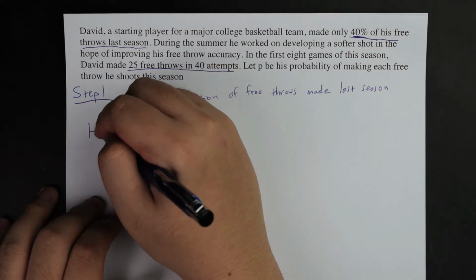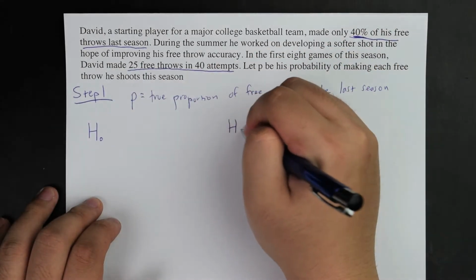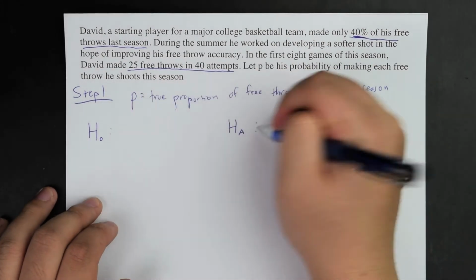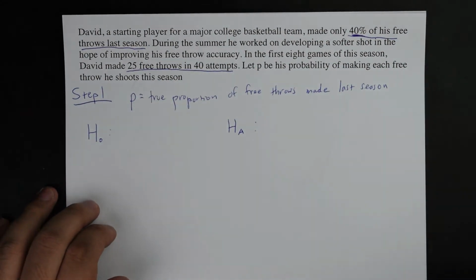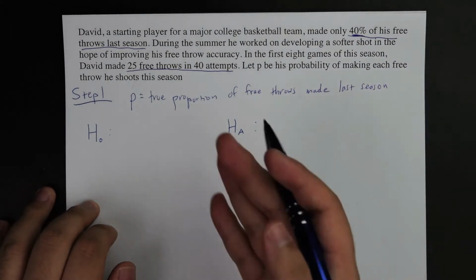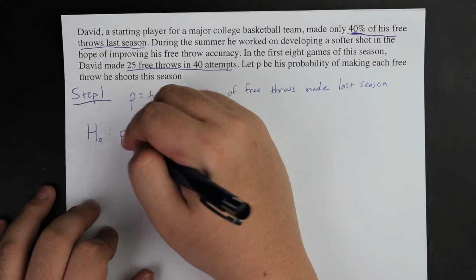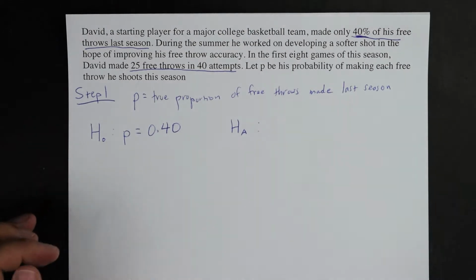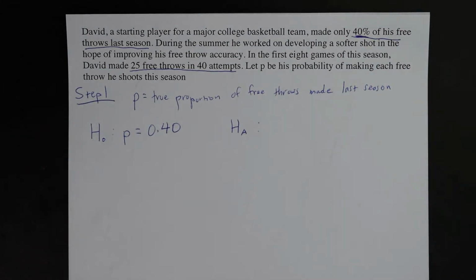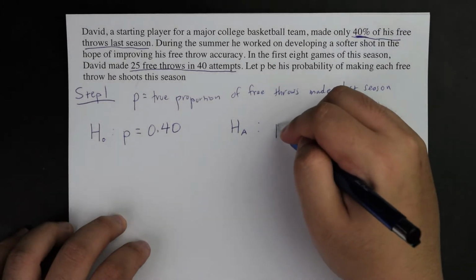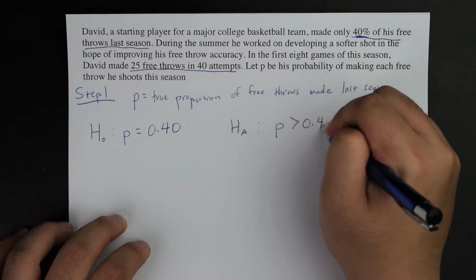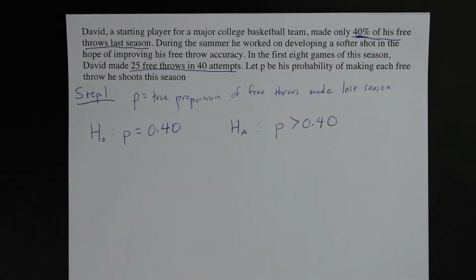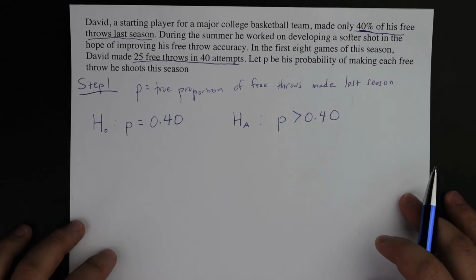When we come to our null and alternative hypotheses, we want to test whether or not his 40% actually improved. So in our statement for step 1, the null hypothesis is that P is equal to 0.40. The reason I state that is because our end goal is to prove that the alternative hypothesis is true, or that we could reject the null hypothesis. The alternative hypothesis is whether or not his free throws actually improved. That means the proportion actually increased, and thus P is greater than 0.40. And that will conclude my first step for this question.